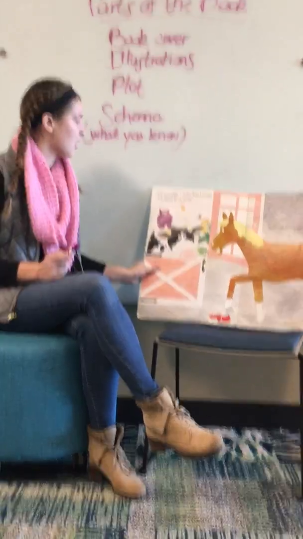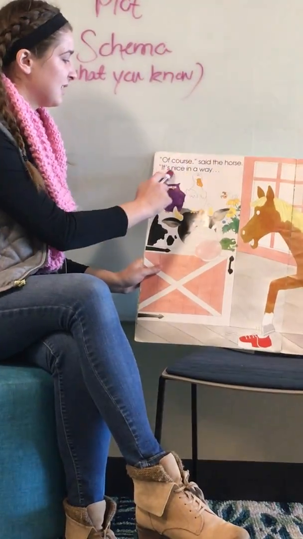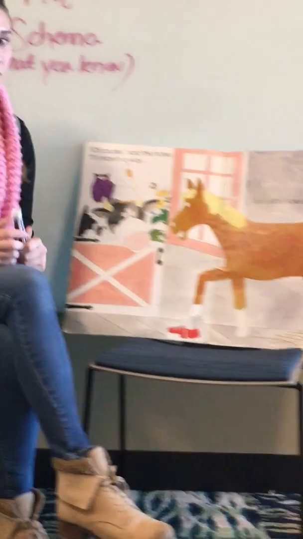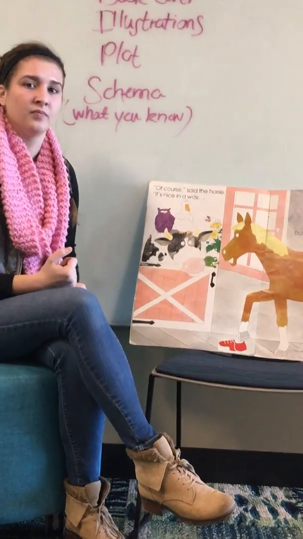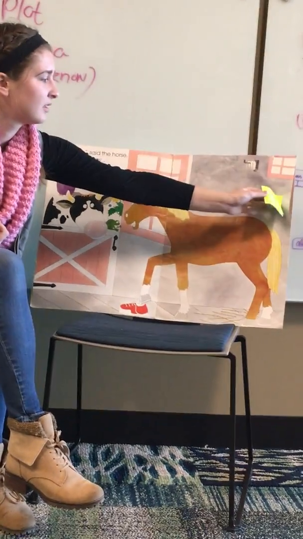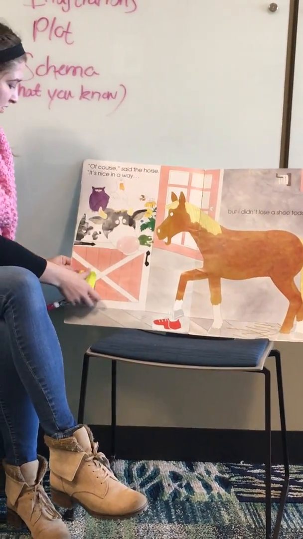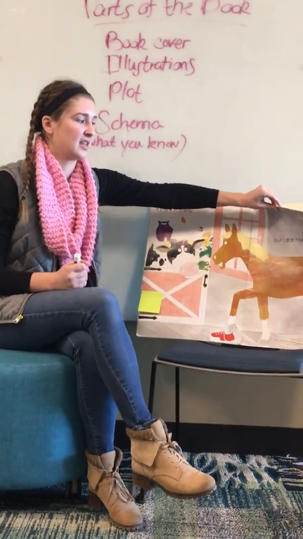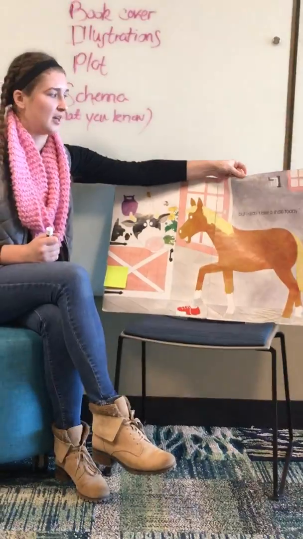"Of course," said the horse, "it's nice in a way, but I didn't lose a shoe." There's one more word. Today. Yep. So not a horse. A horse also has a hoof. That's a connection you can make between those animals, so that's cool. All right, I think we're getting towards the end.